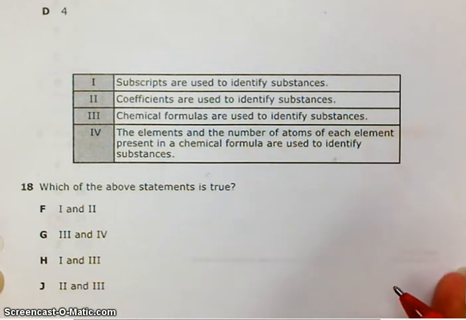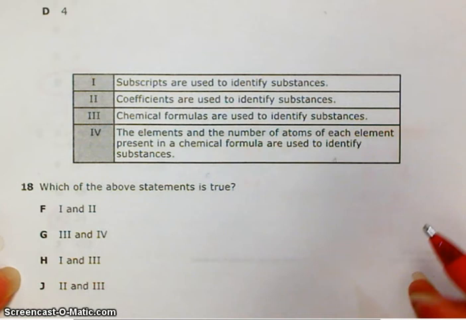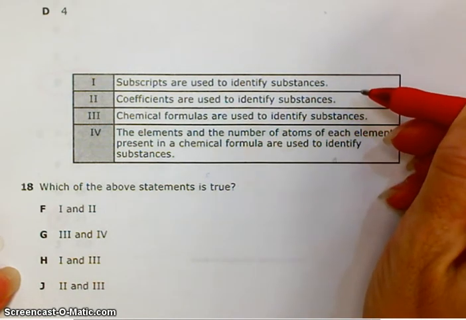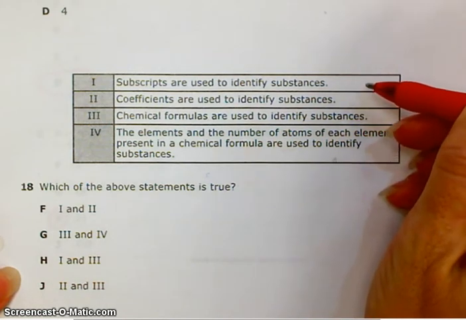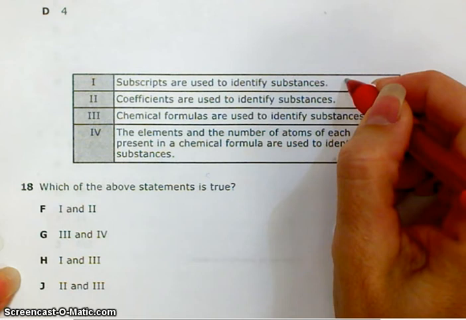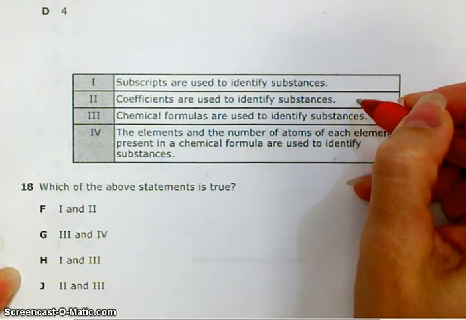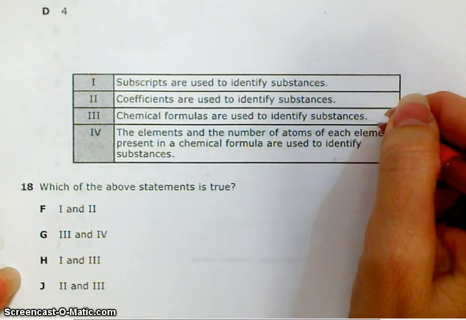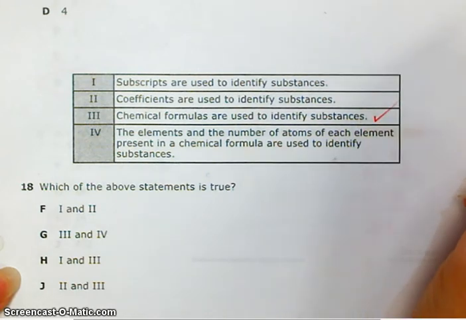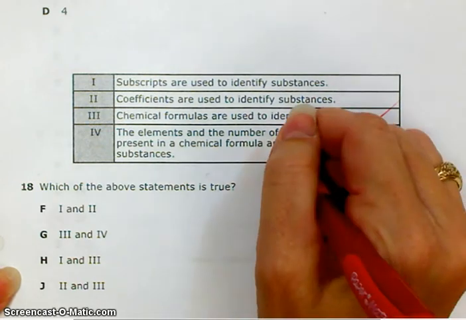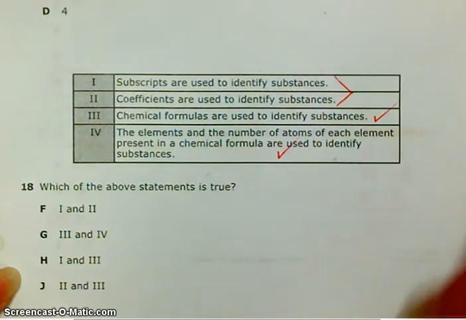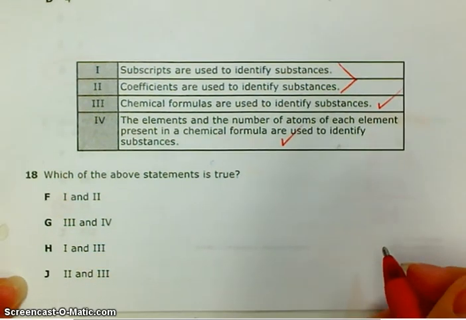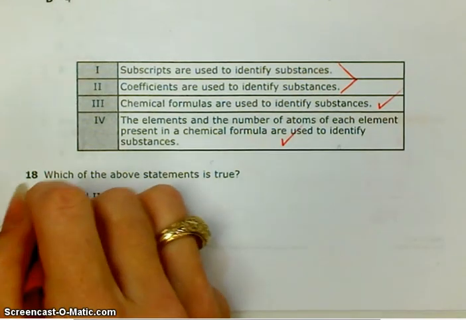Which of the following statements above is true? Subscripts are used to identify substances. Coefficients are used to identify substances. Chemical formulas are used to identify substances. That would be true. The elements and the number of atoms of each element present in a chemical formula are used to identify substances. That's true. These 2 by themselves are not accurate enough. So let's go with number 3 and number 4. That's G.